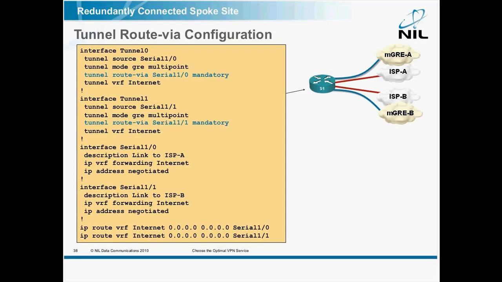Under the tunnel interface, you specify the tunnel source, and then you use tunnel route-via with mandatory or loose, whichever you prefer. But if they use URPF checks, mandatory is the only thing that makes sense. Then you have two default routes. And even though you have two default routes, the tunnel route-via command will ensure that only one of the default routes is used for the GRE packets sent from this particular interface.